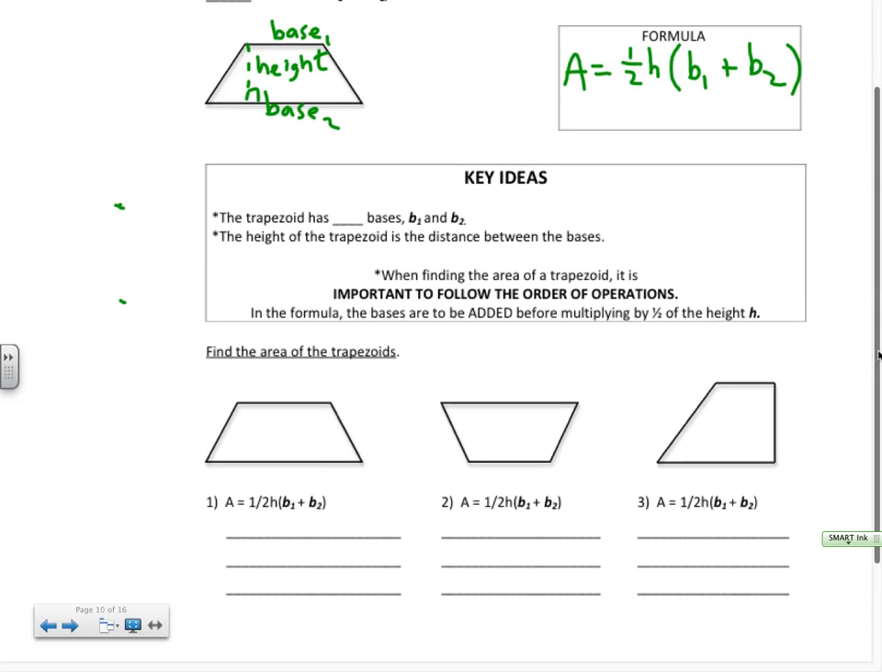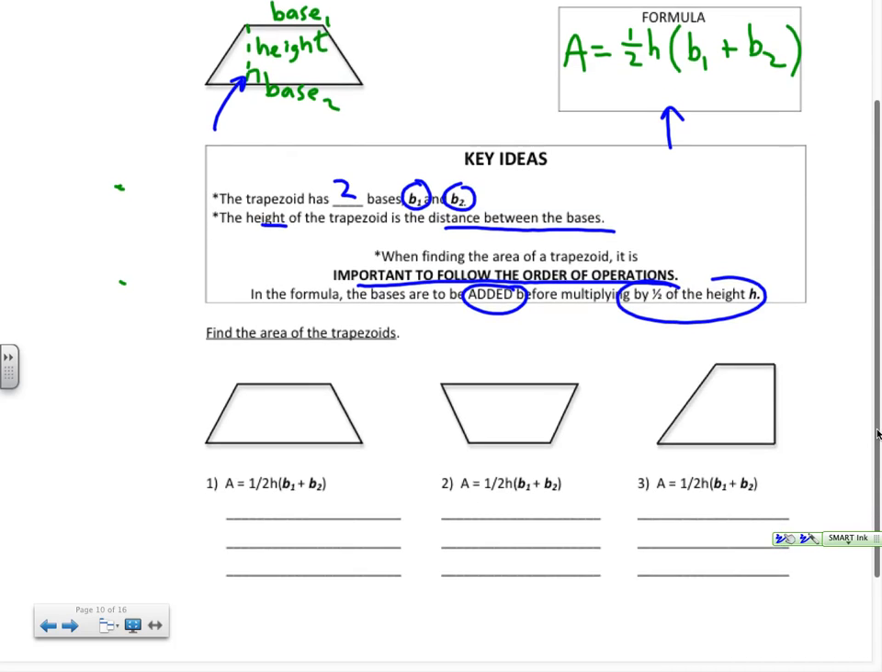All right, let's keep in mind a trapezoid has two bases, and we label them B1 and B2. The height of the trapezoid, we have to remember, is the distance between the bases. I showed you that up here, and we see it forms a perpendicular line. When finding the area of the trapezoid, it's important to follow the order of operations. If you look at our formula, there's a few operations there. In the formula, the bases have to be added before you multiply by half the height.